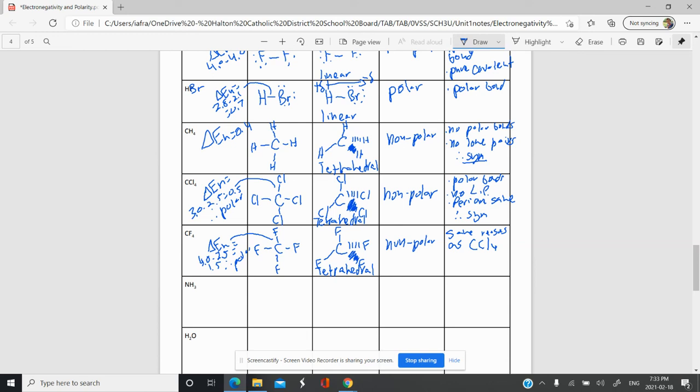So you could draw in all the dipoles just to show that, you know, they are there, but they do cancel out. So there's no net dipole because they end up canceling each other out. And this is a partial positive here, but they cancel out because it's a symmetrical molecule. It's all the same atoms.